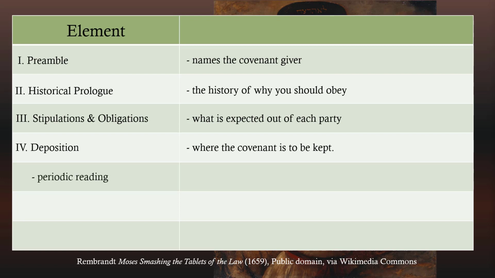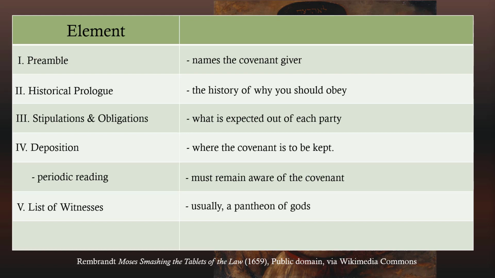There's going to be something about a periodic reading. You have to know what's in the covenant, so we want you to periodically read it. There's a list of witnesses. Because if you fail in the covenant, we're going to call the witnesses to say, hey, did you see what that person did? They failed in the covenant. And usually, the witnesses are a pantheon of gods. All of the gods surrounding us, and maybe even some extra gods just to make sure that we got them all, that are going to come after you if you fail in this covenant. They're going to be the witnesses.